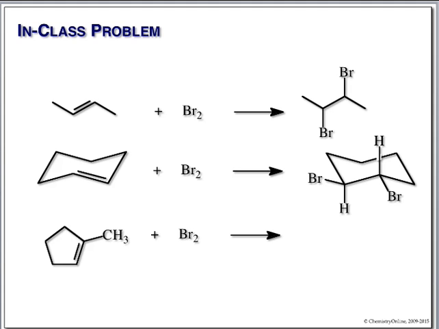Our last one here, we have a methyl cyclopentene. Once again, we need to be able to show that our two bromines are going to be trans to each other. So any way that you wanted to show the stereochemistry would work, I think something like this works nicely. Again, we have the two bromines on opposite faces of the cyclopentane ring. Any questions? This reaction, like I said, works for bromine, chlorine, and iodine.